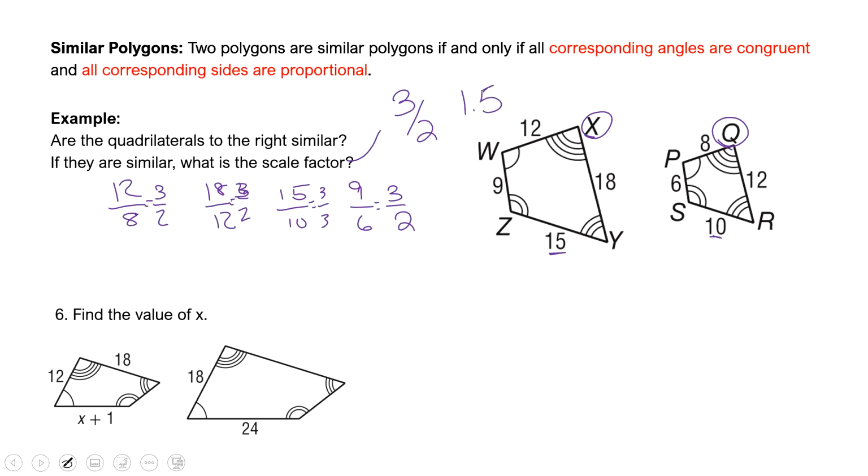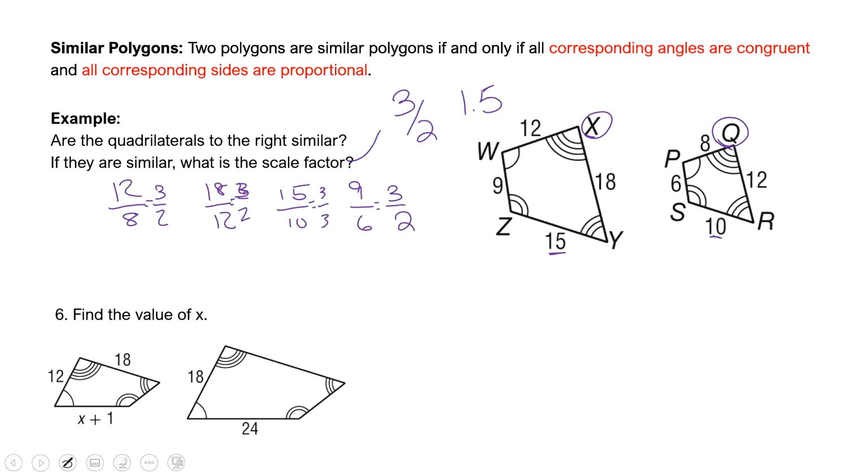I'm not concerned whether it's 1.5 or 2/3, depending on which shape you put on top or bottom. I put the bigger shape on the top. So you could either have had 1.5 or 2/3 on this. Just make sure you have the scale factor.